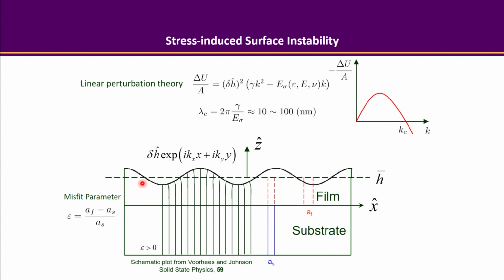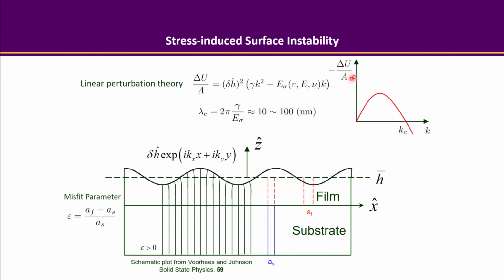So using that idea, or if you just review what Guru was showing you yesterday, you know that the energy change of the system is going to be associated with two physical quantities, right? One is the surface energy, gamma, and the other is the elastic energy difference between the planar surface and the wavy surface, right? So if you do the calculation, you are going to have this kind of picture.